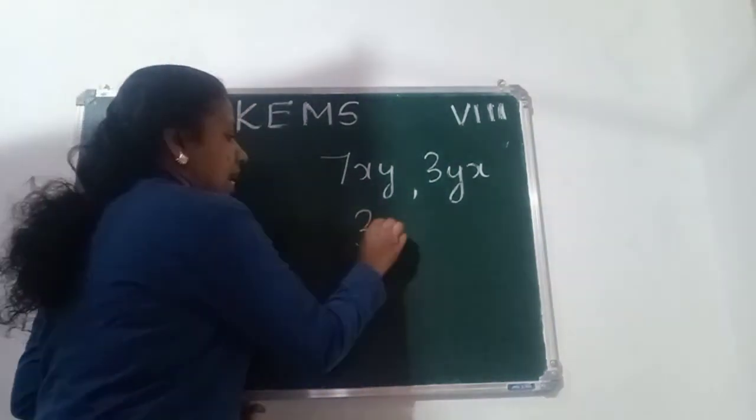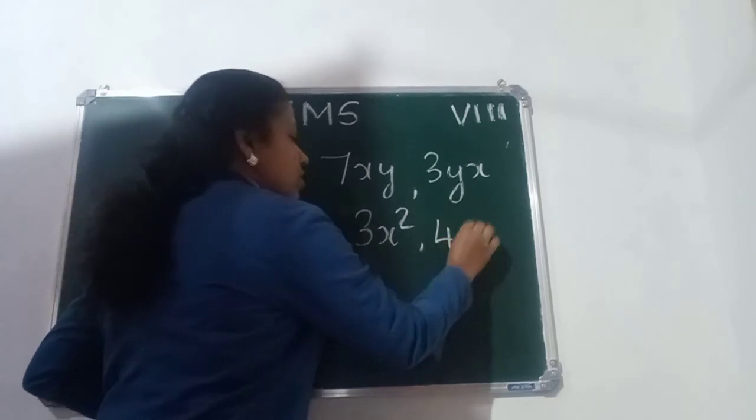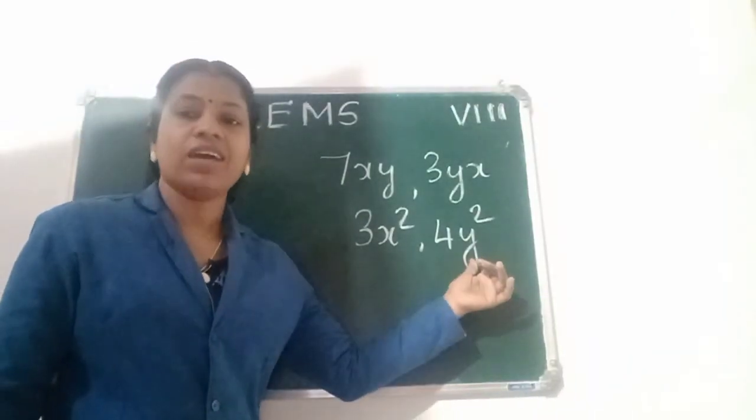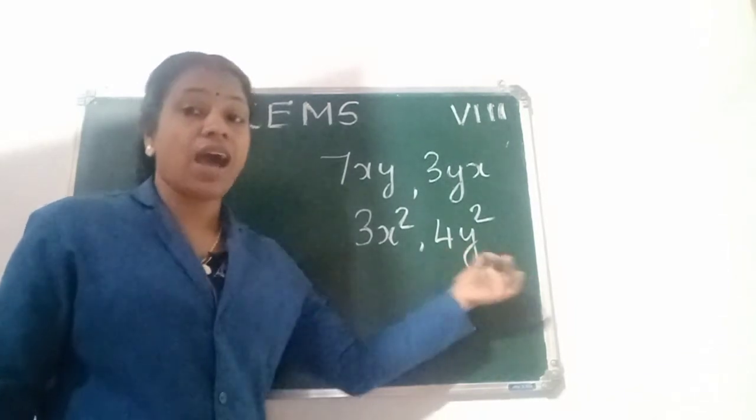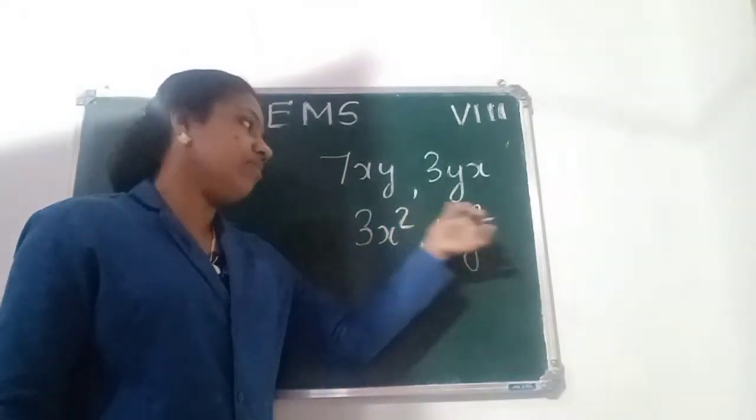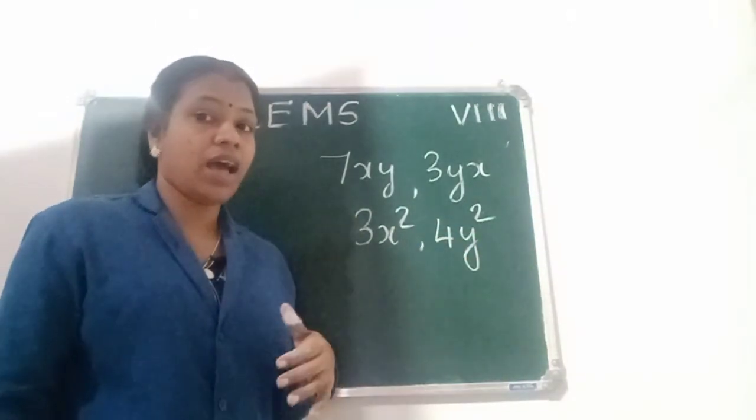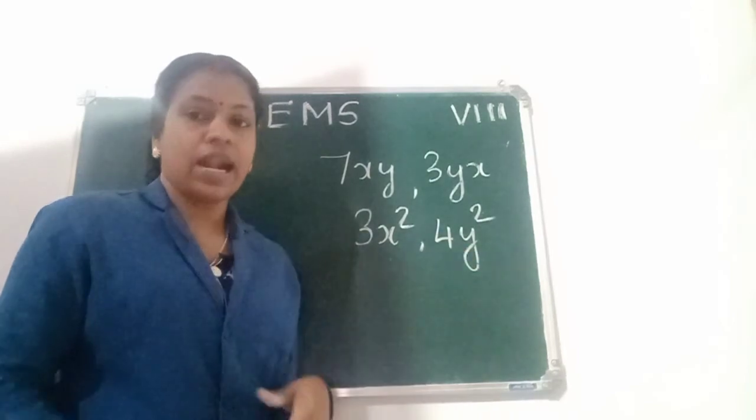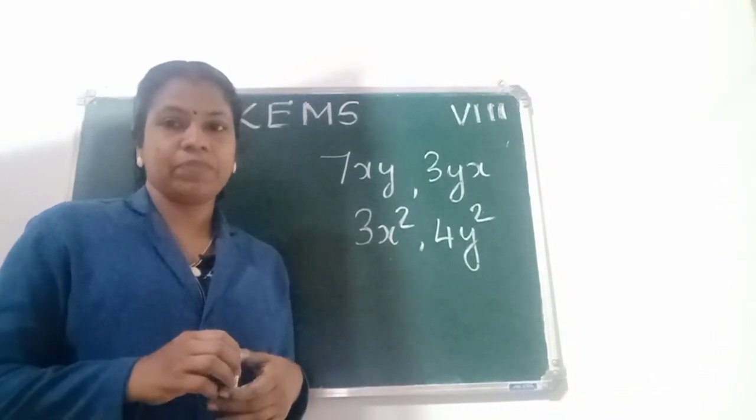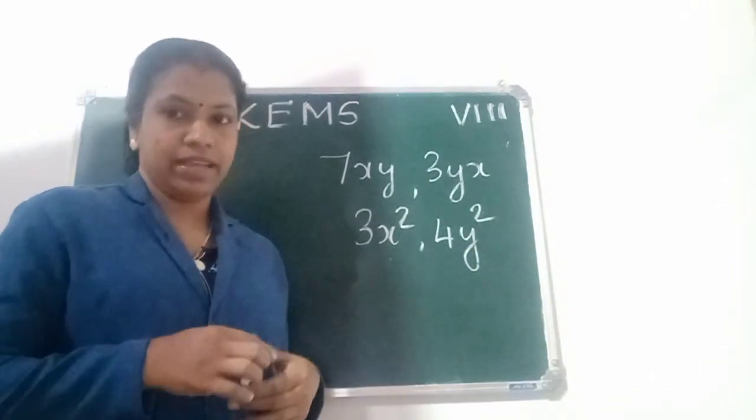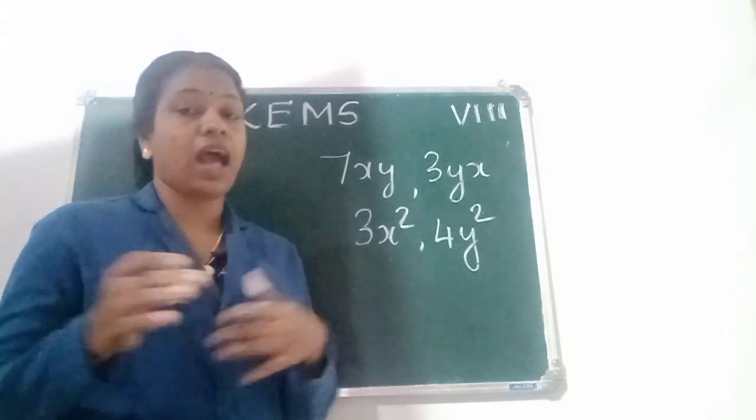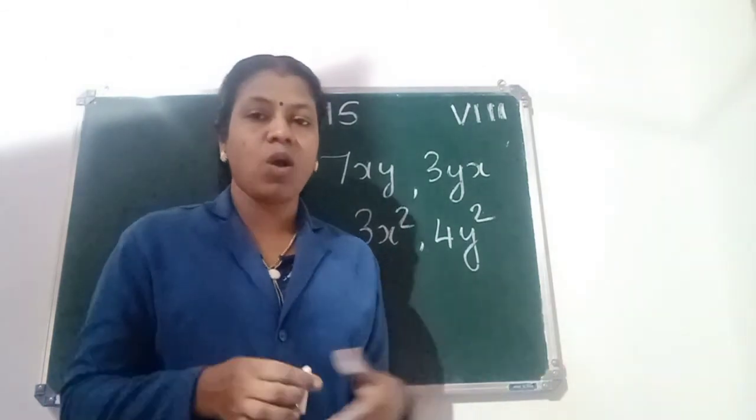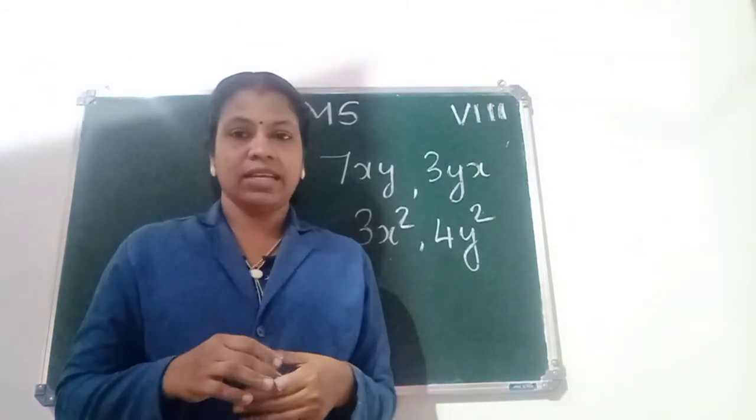Another one, 3x square and 4y square. These are not like terms. They are unlike terms. Here, powers are the same but variables are different. Clear? Just check the variables and their powers. If they are the same, they are called like terms. Otherwise, they are called unlike terms.